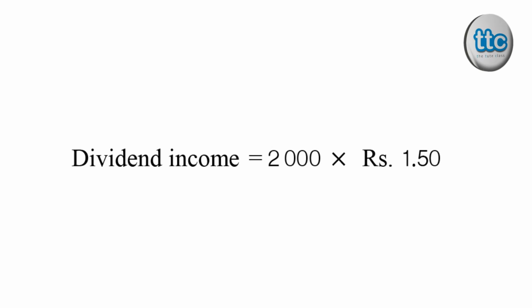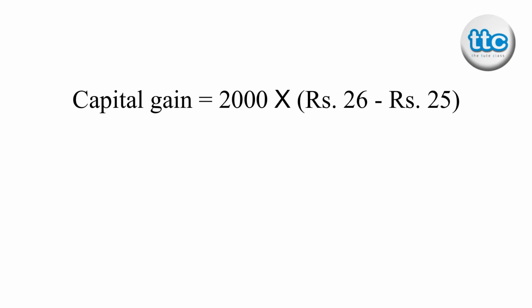Then how do you calculate the dividend income? Dividends of 1.5 rupees per share. The total shares are 2,000. 2,000 into 1.5 equals 3,000 rupees. That is the dividend income. Not only dividend income he receives from Company B, at the year end he is selling these shares at 26 rupees per share. So he receives another profit. This profit is normally called the capital gain.